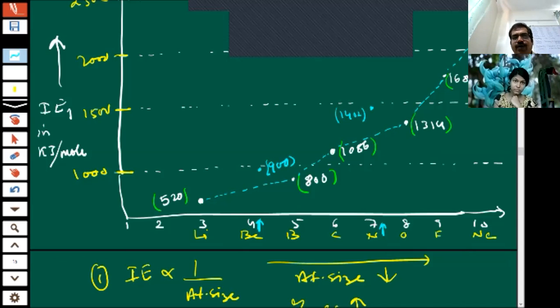So when we don't compare beryllium and nitrogen, we found a very smooth graph. Okay, Ria, are you understanding? Yes, sir. But see, there is a twist in the film. What is that twist? That when you consider the ionization enthalpy of beryllium and nitrogen, see what happens.